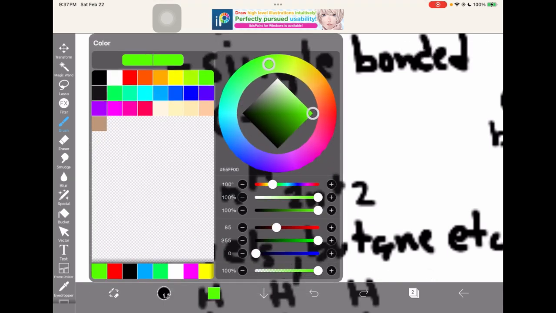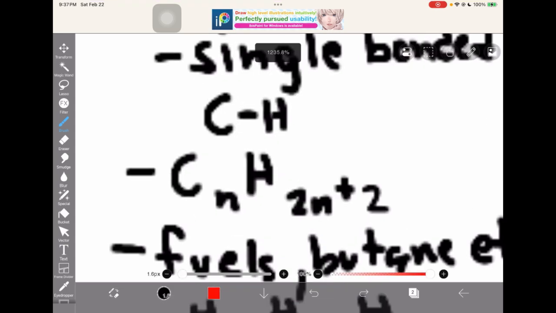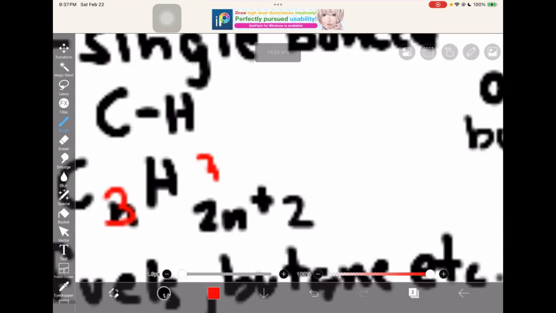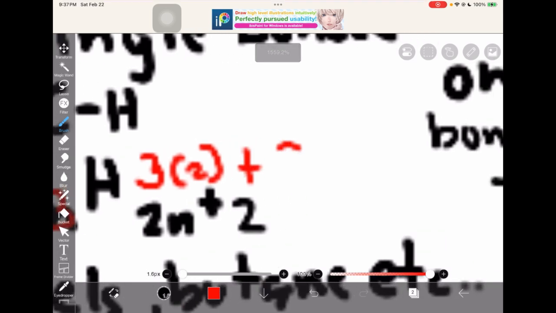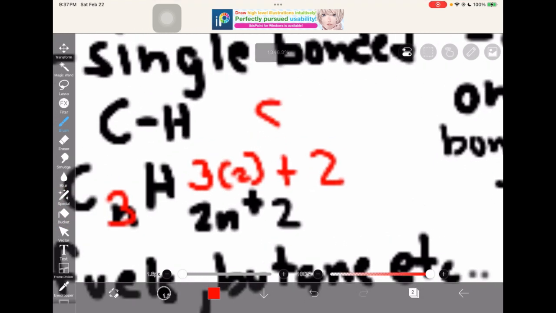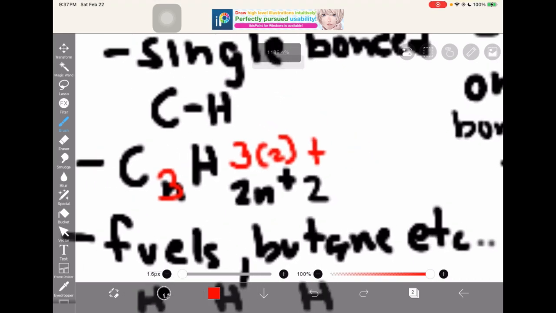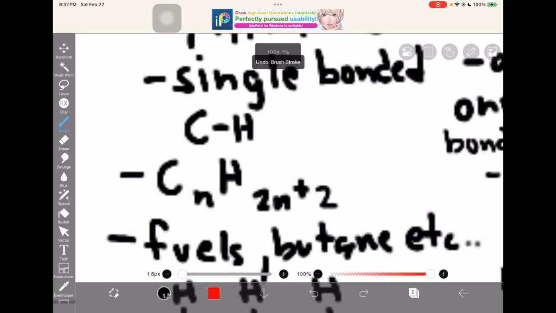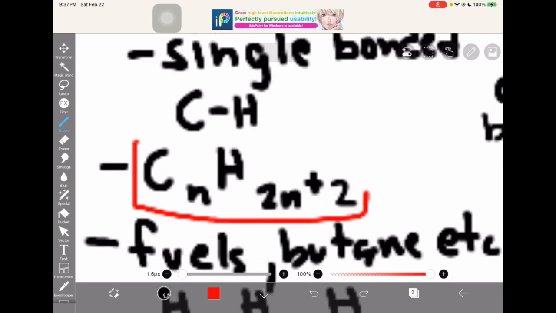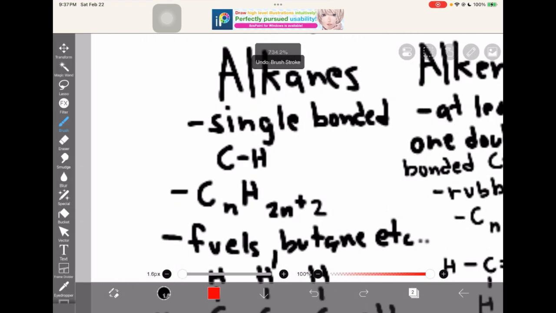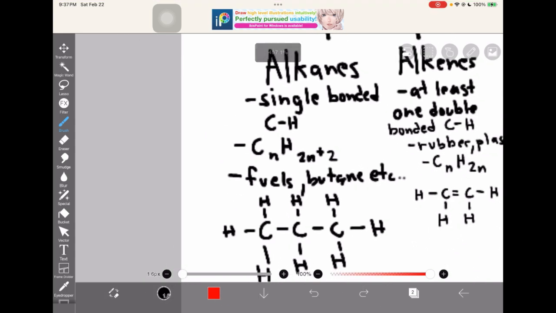For example, if we have three carbons, that means we have 3 times 2 plus 2 hydrogens, which is 8, because 3 is the n, then times 2 is 6, then plus 2 is 8. You do have to memorize these formulas, as per the formative test I took. It does require us to know which one is which. So there's a pretty neat trick here.